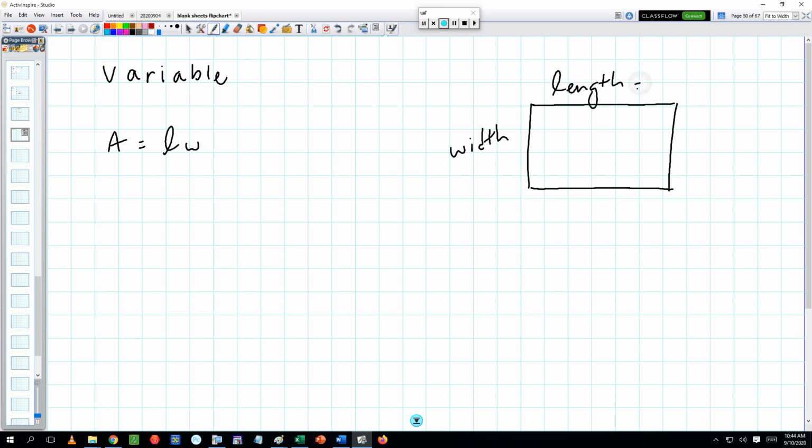The length of this thing could be 6. So now all of a sudden I can replace that variable with a number. Make a better equal sign there. And the width of this rectangle is 4. So now I can replace that variable. And then I can solve using this formula, which was just full of variables, because now I've replaced those variables with numbers, and I get 24. So if this is 6 inches and this is 4 inches, your area would be in square inches. So that's how we would use variables.